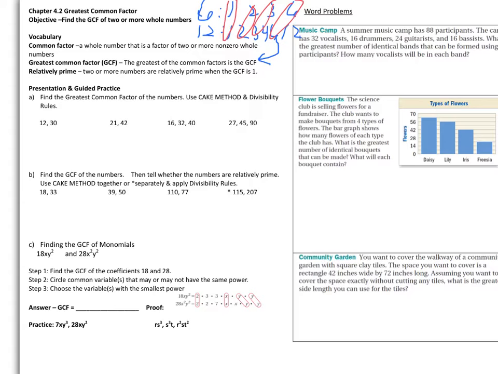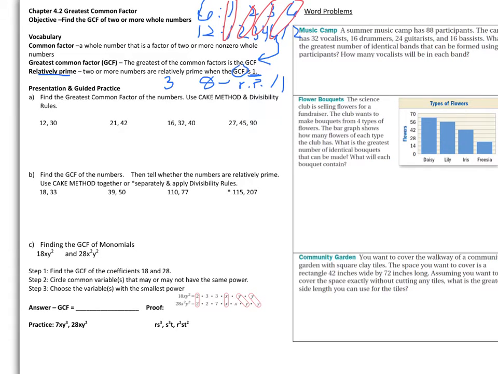And relatively prime just means when you have two numbers such as 3 and 8 who only share a common factor of 1, which is also the GCF. So remember, on the test you will have to write RP and GCF of 1.